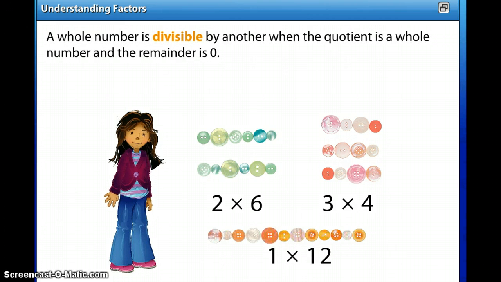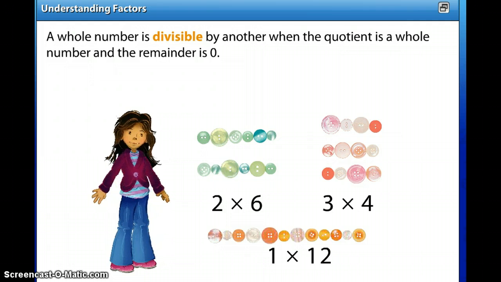A whole number is divisible by another when the quotient is a whole number and the remainder is 0. Okay, let's read this statement again. A whole number is divisible by another number when the quotient is a whole number and the remainder is 0. Put that in your own words, Brody. What does that mean? When we read that, explain what that means to you.